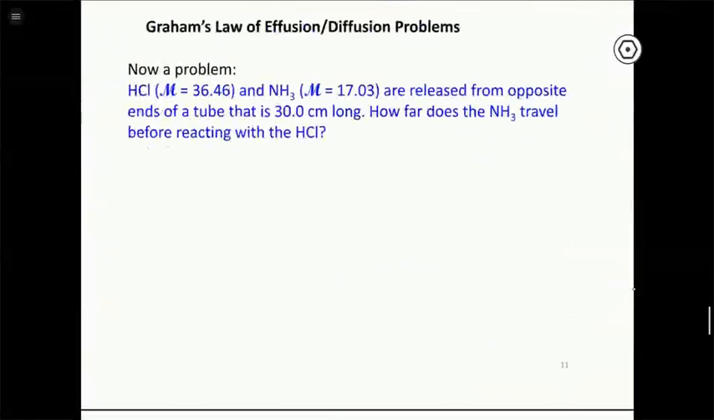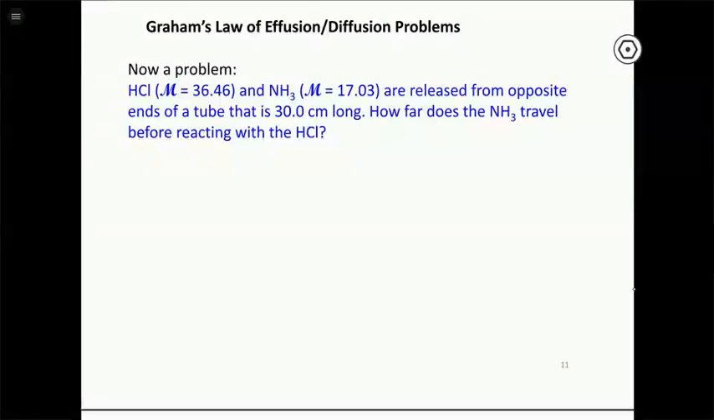So we're going to react HCl and ammonia. We'll give the molar masses here. They're released from opposite ends of a tube that is 30 centimeters long, let's suppose. That's 1 foot in English units. How far does the ammonia travel before reacting with the HCl?